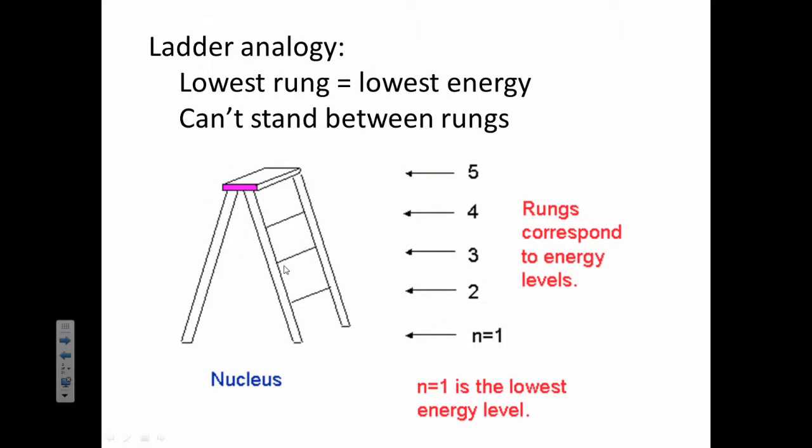And it's kind of like a ladder in that electrons can only move to the different shells. Just like if you're climbing a ladder, you can't stand between the rungs. So there are these fixed energy levels where electrons can live. And the innermost shell, n equals 1, is the lowest energy, and as you move further away from the nucleus, the electrons become higher in energy.